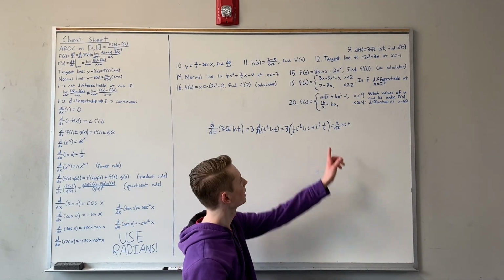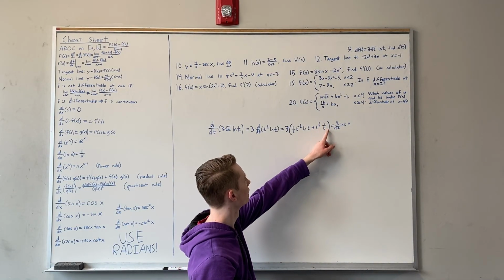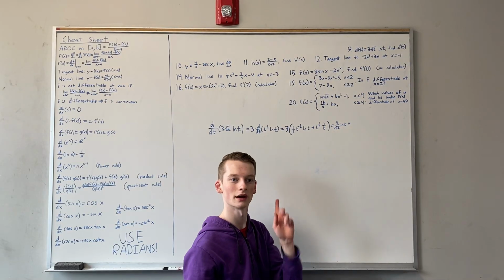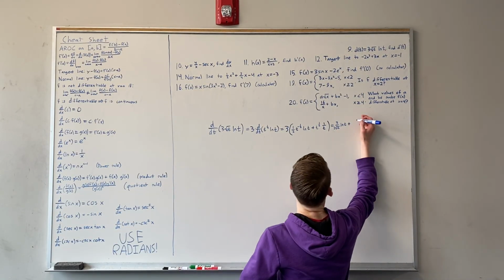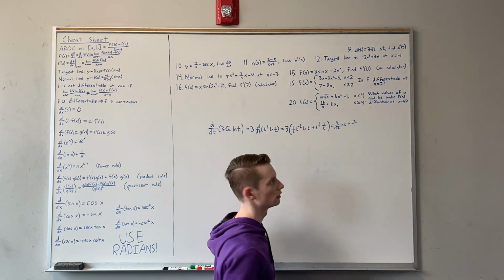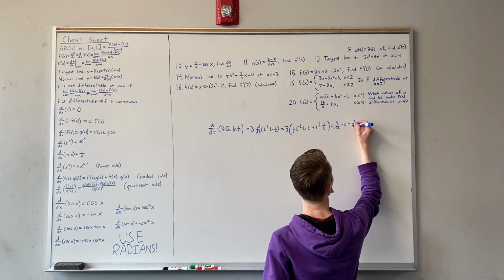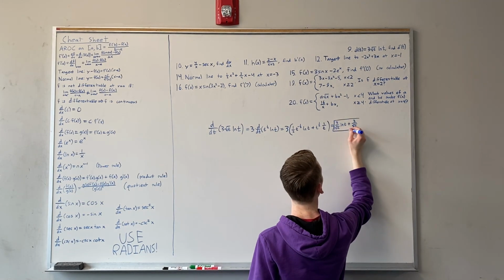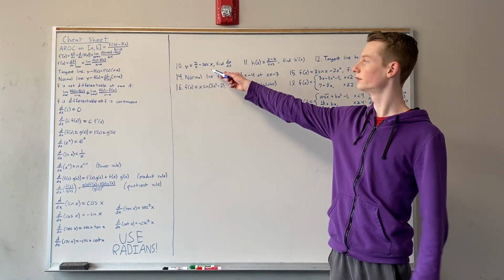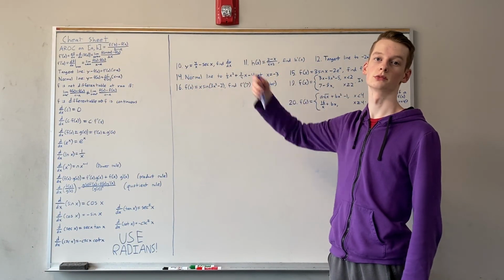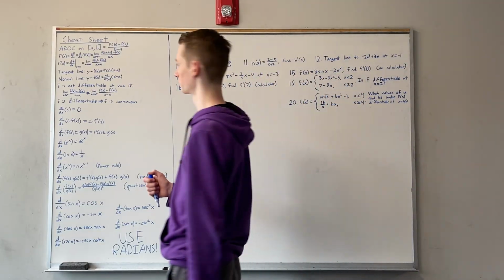Also notice that this is t to the first in the bottom, this is t to the 1/2 in the top, so I can cancel the t to the 1/2 in the top from the bottom. So I'm going to have 3 over t to the 1/2, which is 3 over the square root of t. And there we go. Okay, for number 10, same sort of deal, but now we're using some trig derivatives.